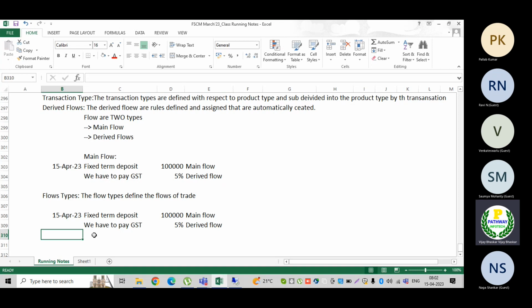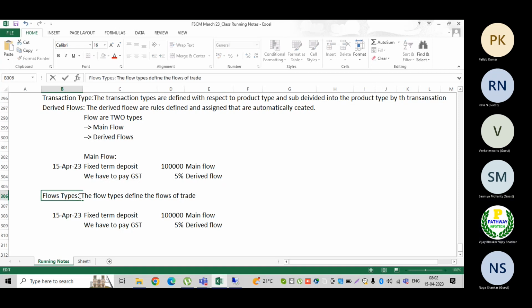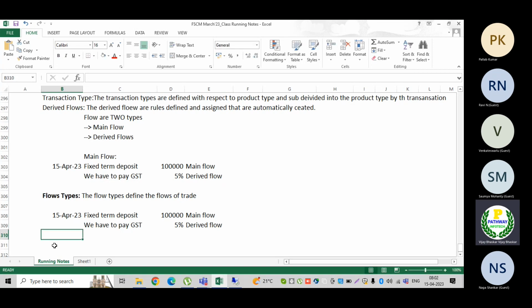So the flow types define the flows of the trade. Then about the derived flows, I have already explained. Then the next one, which I'll identify separately, is condition types. We need to understand condition types.